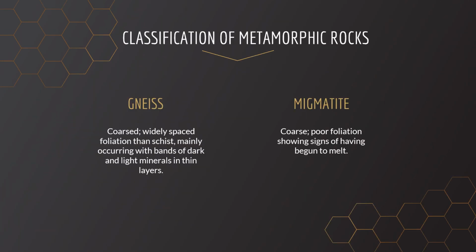Classification of metamorphic rocks. We have gneiss, which is coarse, with widely spaced foliation compared to schist, mainly occurring with bands of dark and light minerals in thin layers. We have migmatite, which is also coarse and has poor foliation, showing signs of having begun to melt.